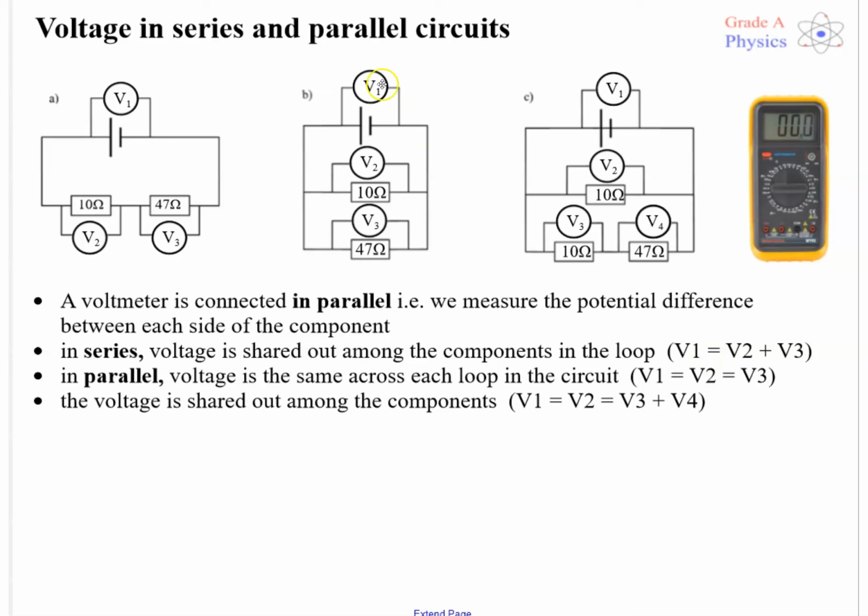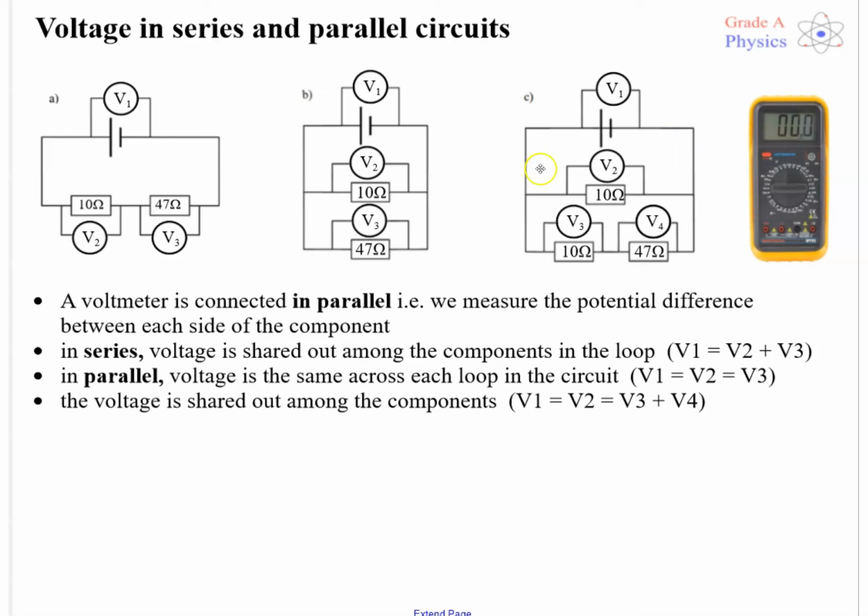We have V1 is equal to V2, which is equal to V3. So very, very different. The voltage is the same across each loop in the circuit. Now be careful, it's not necessarily true to say it's the same across every component. It is in this case because we have a very simple circuit.